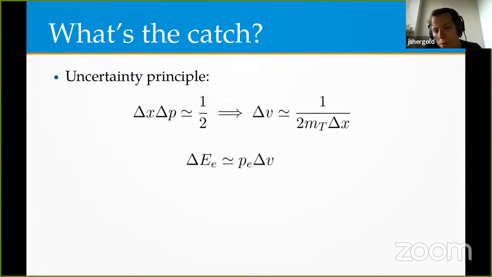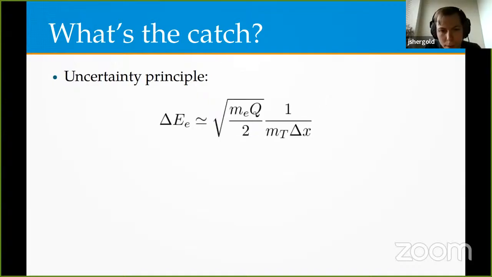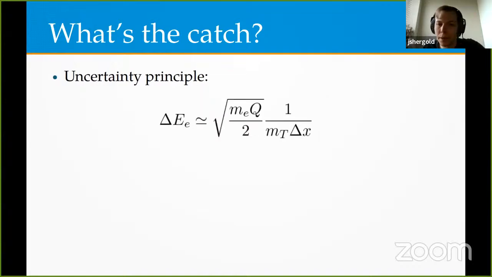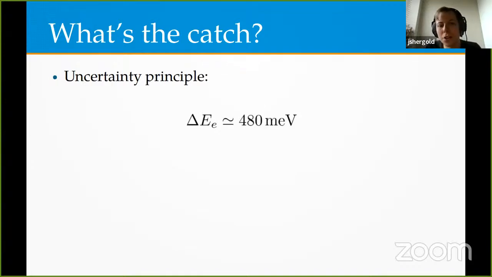This in turn leads to an uncertainty of the outgoing electron energy, which is what we're trying to measure, which is proportional to this velocity uncertainty. We can then go ahead and plug in the momentum of this electron at the endpoint, which we know, which turns out to depend on the threshold, the electron mass, the tritium mass, and so on. If we suppose that the confining potential, so the interatom spacing in this graphene lattice, is about 0.1 angstroms or so, we end up with an electron energy uncertainty of about 480 milli-electron volts.